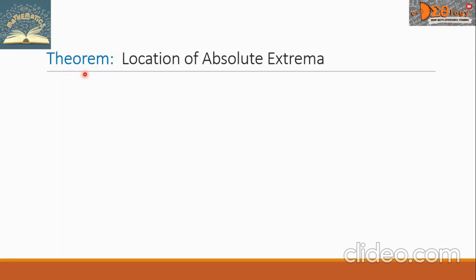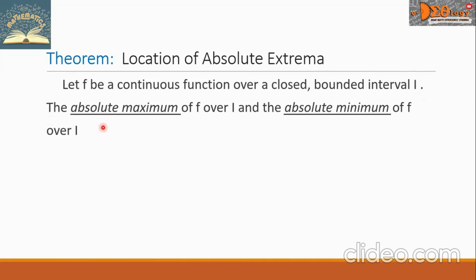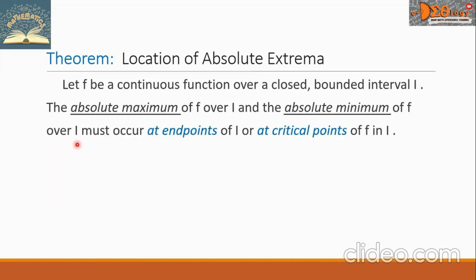Let us study this theorem. Let f be a continuous function over a closed, bounded interval I. The absolute maximum of f over I and the absolute minimum of f over I must occur at endpoints of I, or at critical points of f in I.